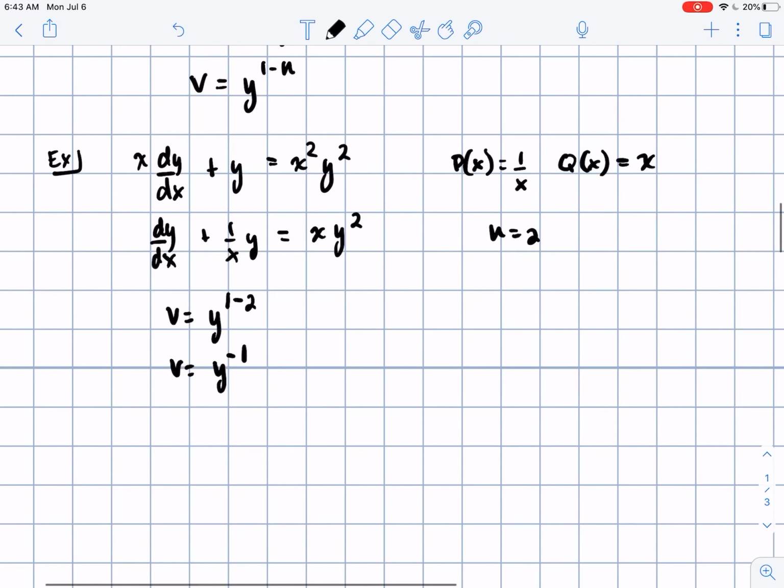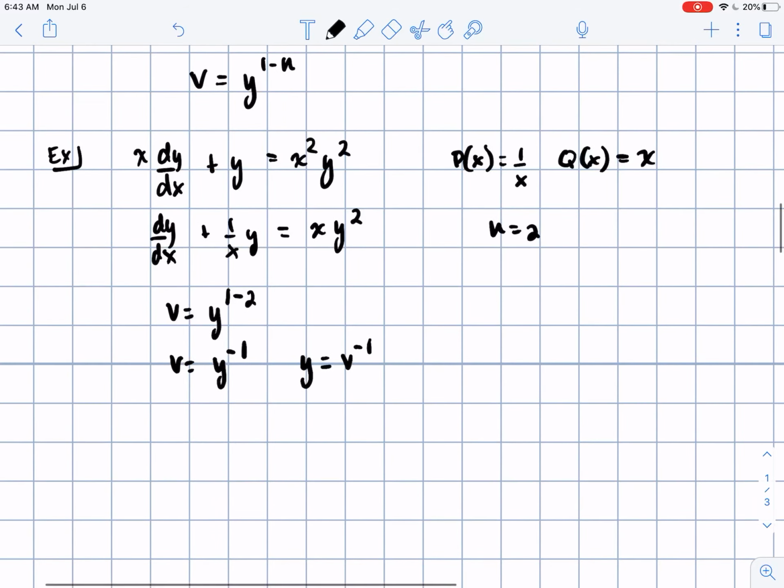Now let's do a couple things. We're changing y's and dy/dx again, so I want to solve for y. y is going to be equal to v to the negative 1. And if I do dy/dx, that's going to be negative v to the negative 2 times dv/dx, because you're taking the derivative with respect to x. So we're using all of these equations for our substitution.